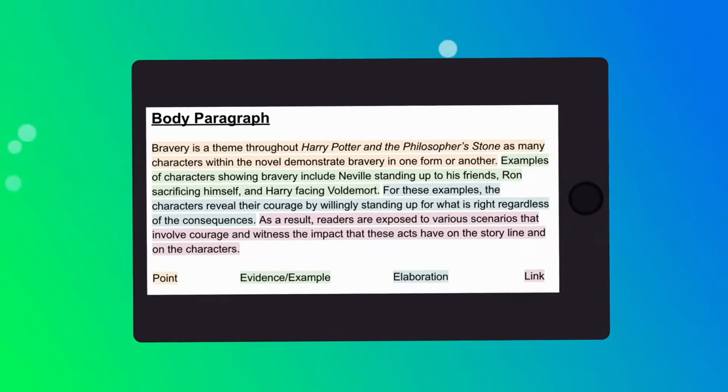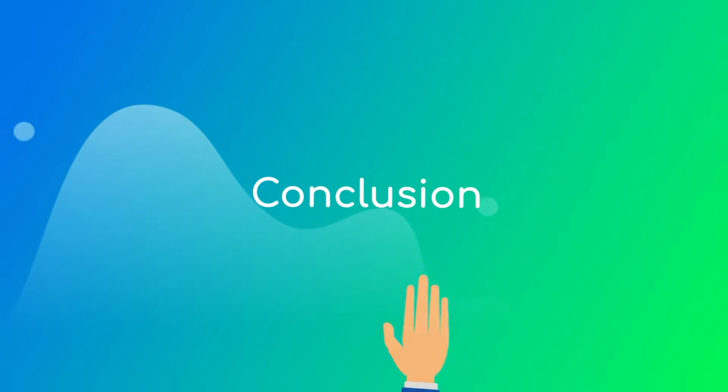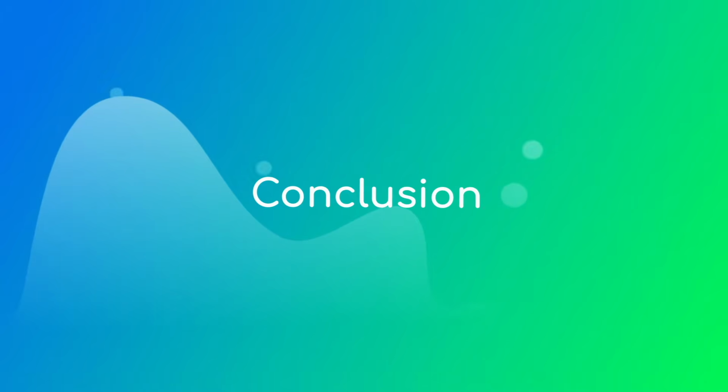Here is an example of a body paragraph. For this example, we talked about the theme of bravery. We've highlighted each of the types of sentences so you can see how Peel looks. Feel free to pause the video and have a closer look. A quick point about using the Peel model. The Peel model is not limited to one sentence for each letter of the acronym. You may only need one sentence for your point, but then you might need 3 or 4 sentences for your example. The final paragraph, conclusion.